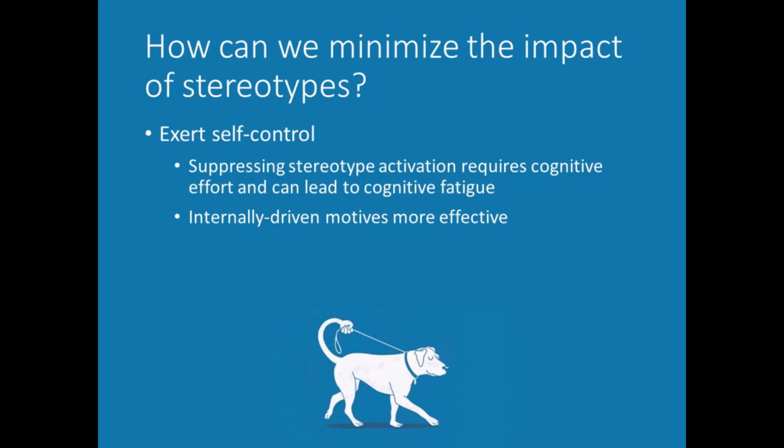They do not want other people to know. Others are internally motivated. They genuinely do not want to be prejudicial toward a group, regardless of what others would think. The literature suggests that people who are internally motivated are more effective at exerting self-control than those who are externally driven.